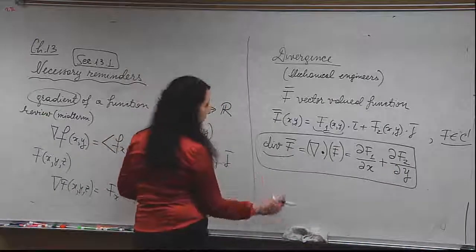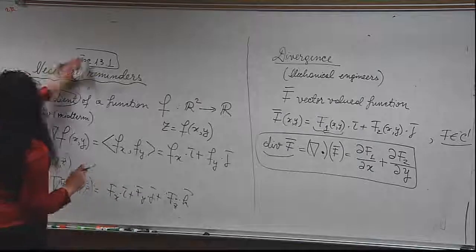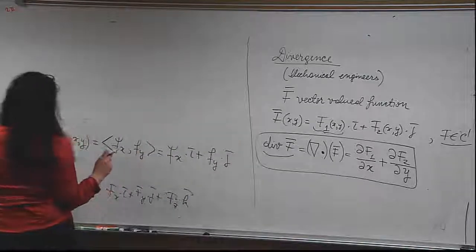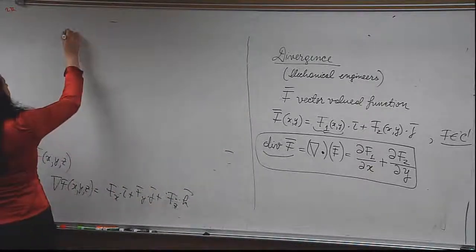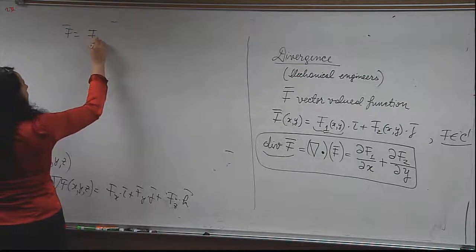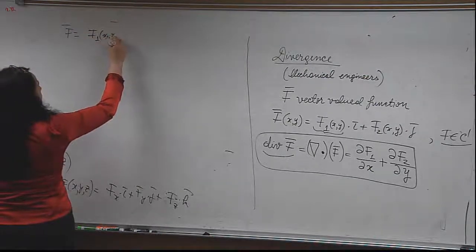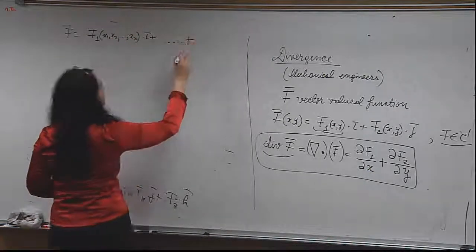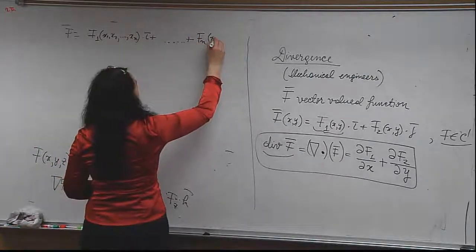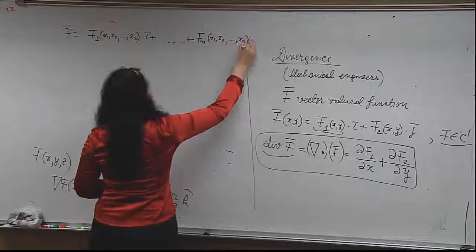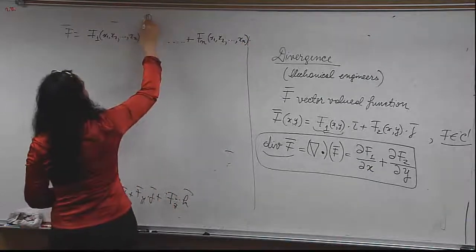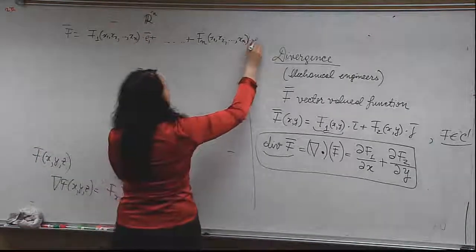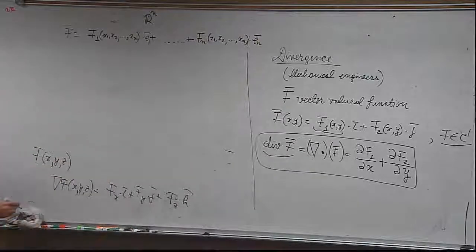How do you generalize for higher powers? What if you have a function f that looks like that: f1 of x1, x2, ..., xn variables i, plus the last one will be fn of x1, x2, ..., xn variables times... We are in Rn, so this Eij doesn't make any sense. E1, E2, ..., En would be the standard basis.